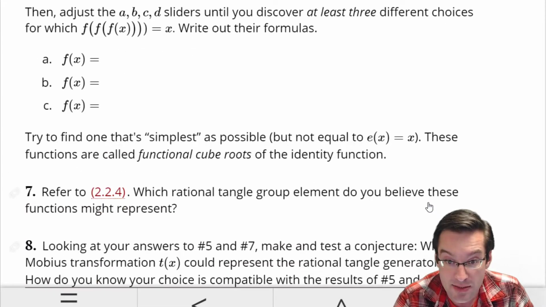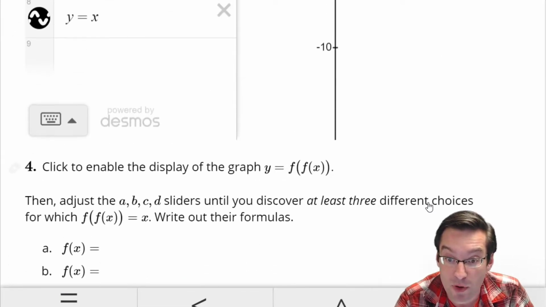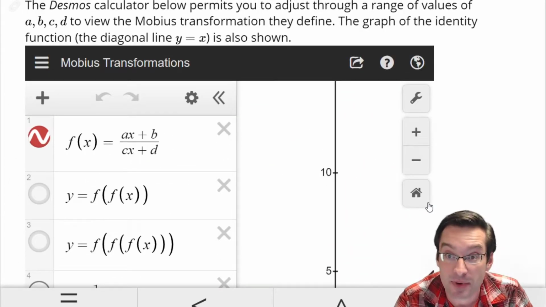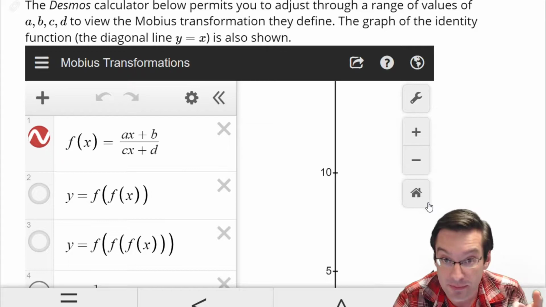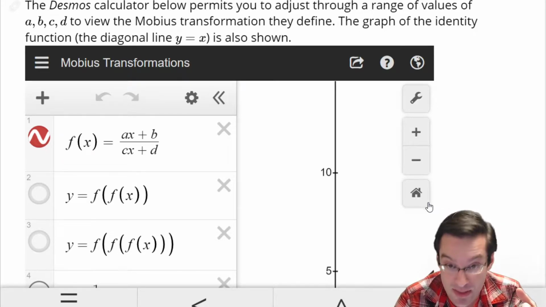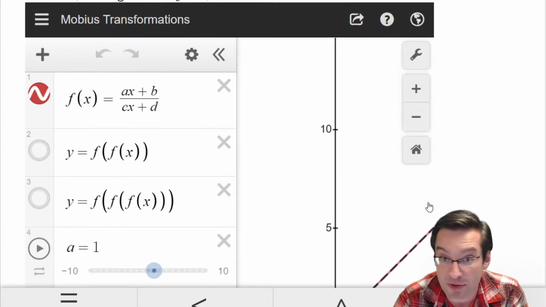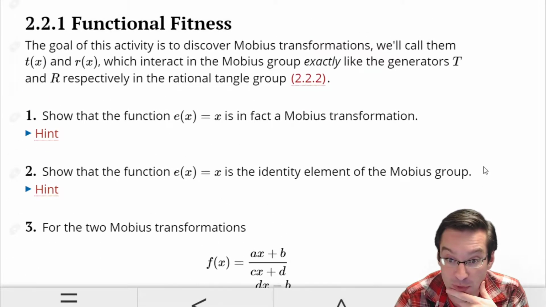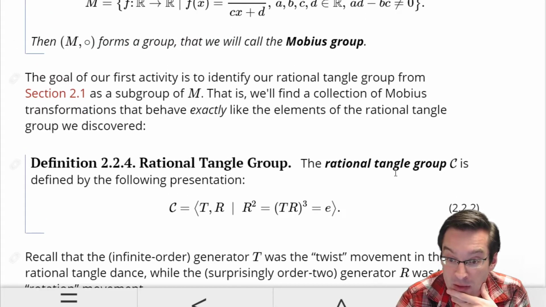So in our last class, we were playing around with Möbius transformations. They're these linear functions divided by linear functions, right? And by tweaking the constant parameters a, b, c, and d, we could get Möbius transformations to behave exactly like the generators of the rational tangle group do. We could get them to satisfy the relations in the rational tangle group.